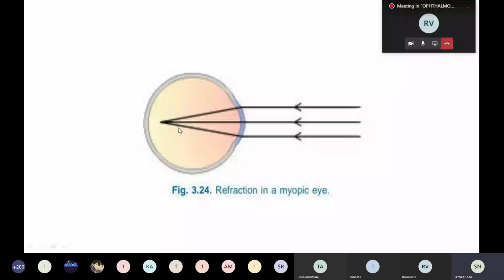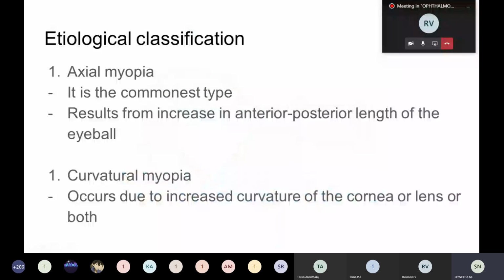Now, what is the classification? How do you classify myopia? Myopia can be classified, though it is not a clinical classification, into different types depending upon the eyeball size, the curvature of the eye, or the refractive index. First, axial myopia. The name itself tells it is the axial length, meaning the anterior posterior diameter of the eye. Based on that, we classify it as axial myopia.